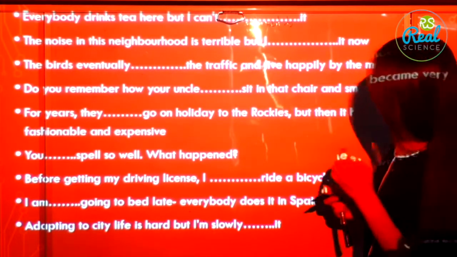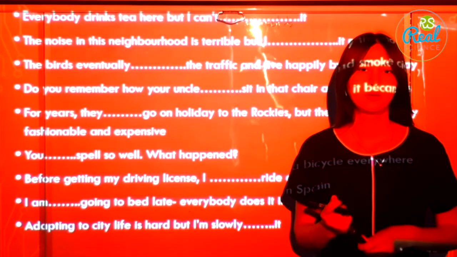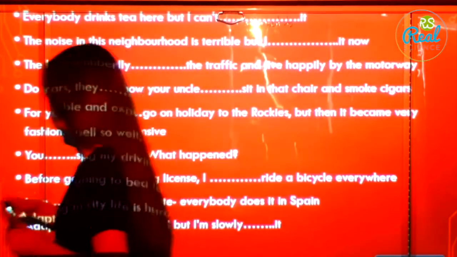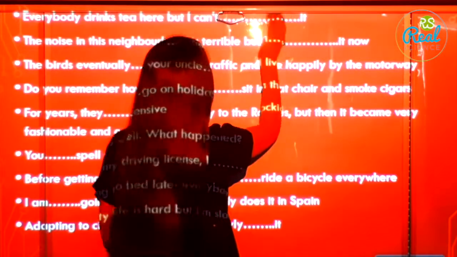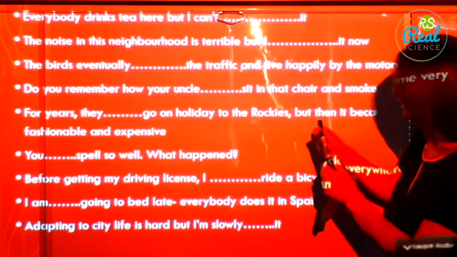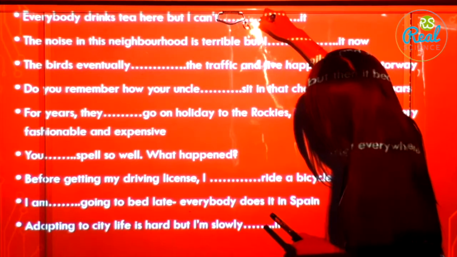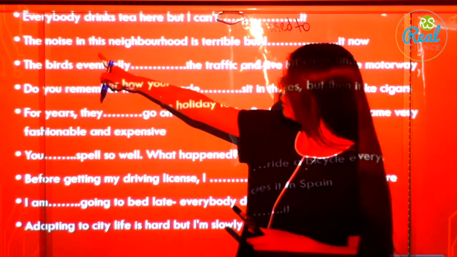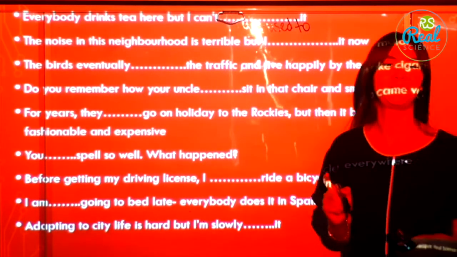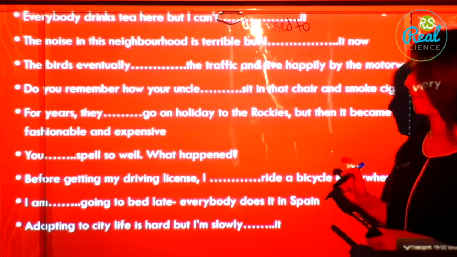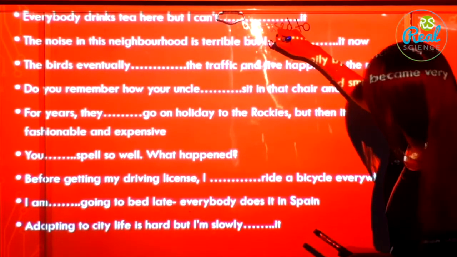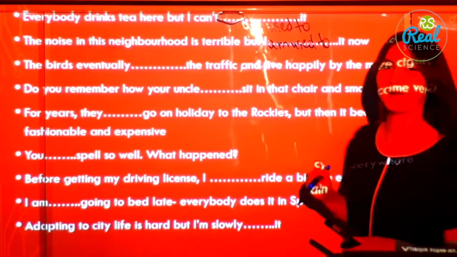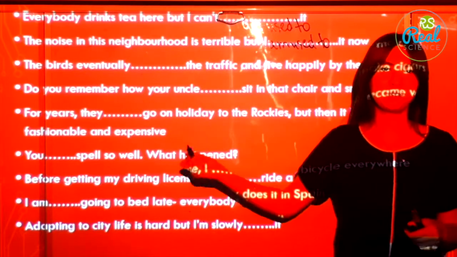The noise in this neighborhood is terrible, but I'm used to it. Маркер не видно. Да, не видно. Wait a minute. Let me write on this one. Now, is it visible? Yes. So the noise in this neighborhood is terrible, but I am used to it. I'm used to it now. Good job. So this means you are already used to it.